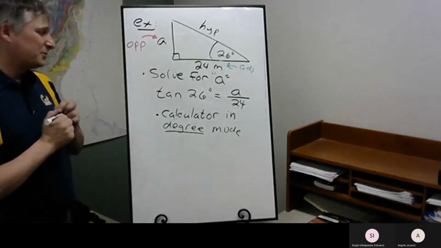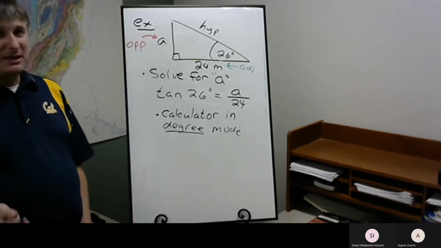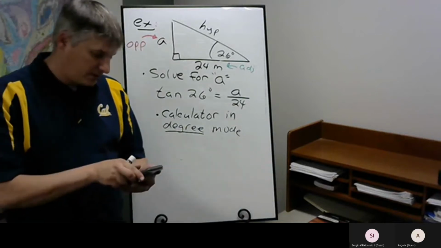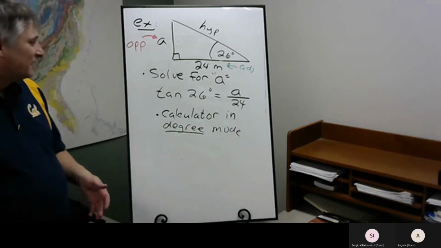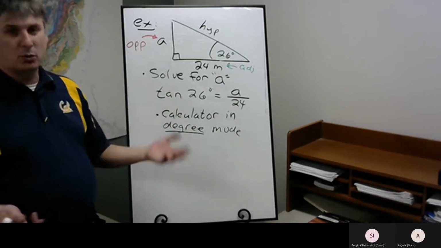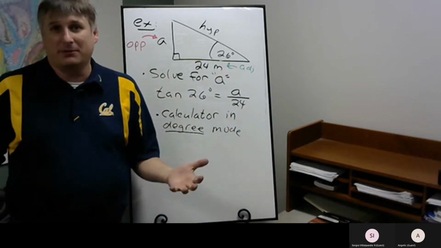So if it's not in degree mode, it's going to give you the wrong answer. So that's going to be a key thing. With a calculator, let me see, am I in degree mode? Yes, I am. So if we type in tangent of 26 degrees, we'll actually get this value. The calculator can come up with these.